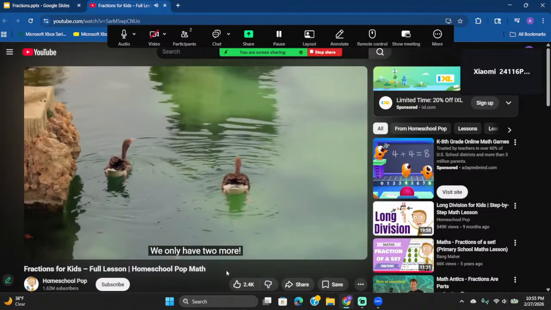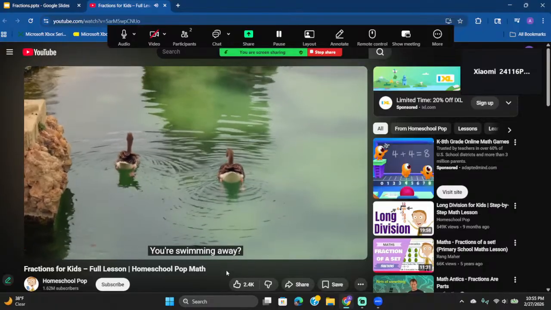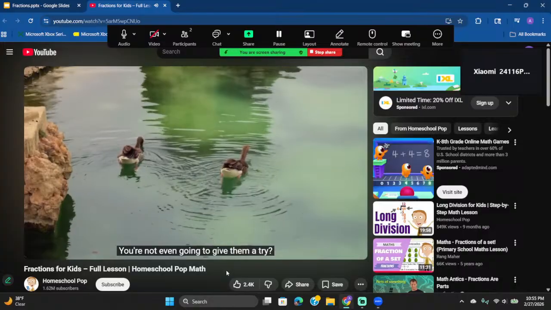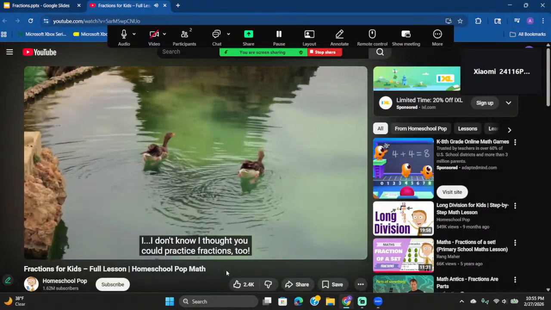You know what? We only have 2 more. Isn't that great, ducks? Where are you going? You're swimming away? You're not even going to give them a try? Wow, I don't know. I thought you could practice fractions too.